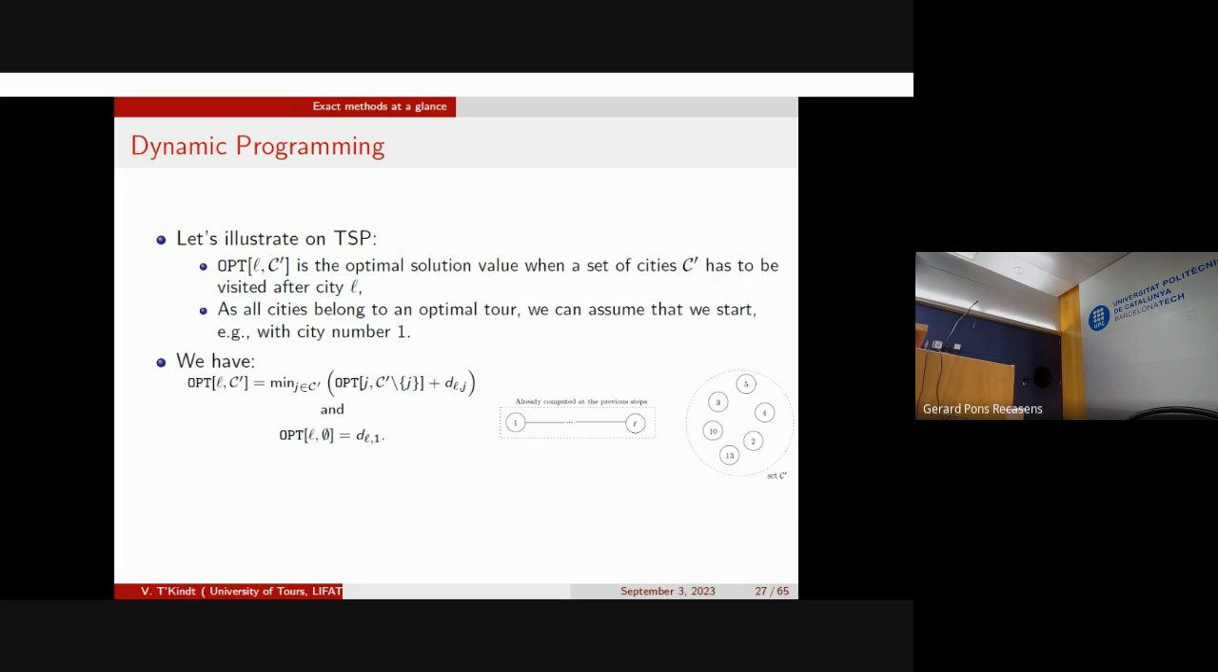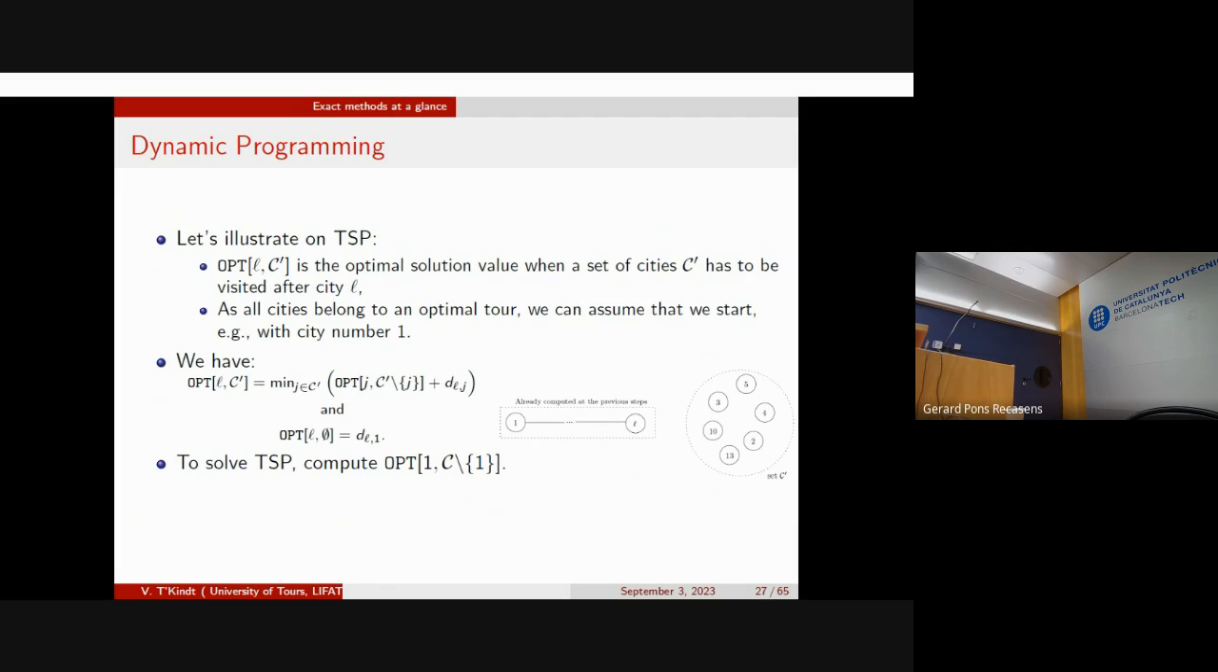So what I say is that opt of L, C prime is the minimum value, the minimum tour, when I put one of the cities after L. So I try all the cities in C prime, and I take the minimum of opt, I visit G after L, G is removed from the remaining cities, and I add to this length the distance for going from L to G. Okay? And you iterate like that. That's a recursive function.